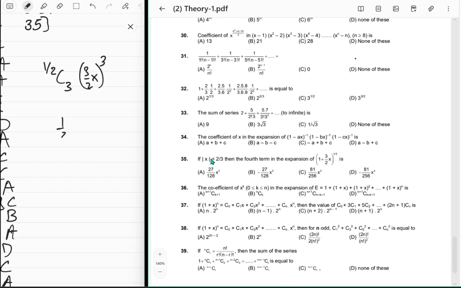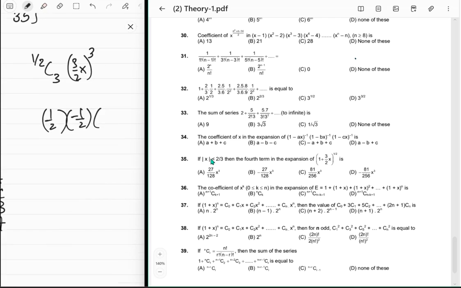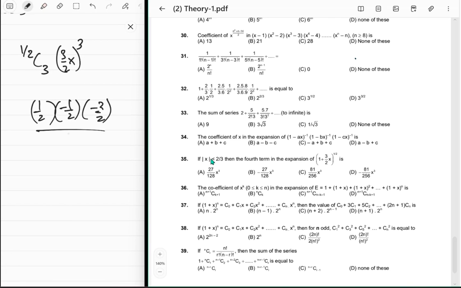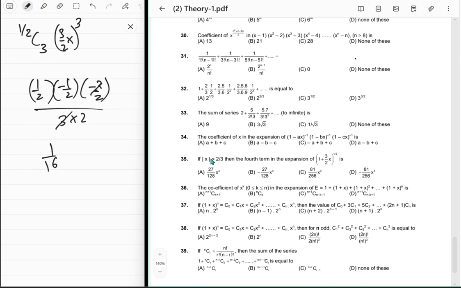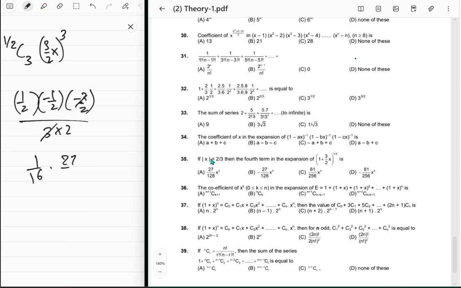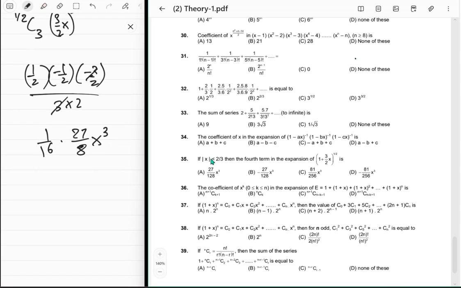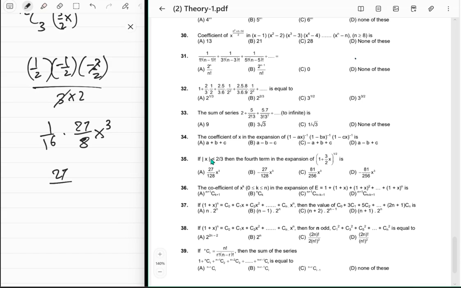It's going to be 1 upon 2, negative 1 upon 2, and negative 3 upon 2, and then upon 3 factorial. So that's 3 to 2. There you go. Cancels. It's positive. Yes. It's just 1 upon 16, huh? Yes. So 1 upon 16 times this quantity, 27 upon 8, that times x cubed. So it's 27 upon 128 x cubed. Right, not negative, it's going to be positive. Yes. Does that make sense? So the, yeah, it's got to be 3.